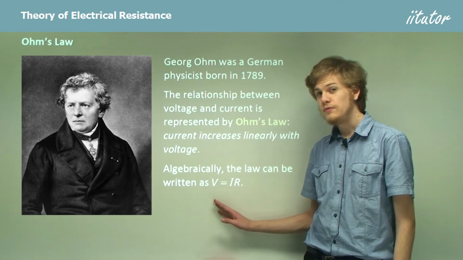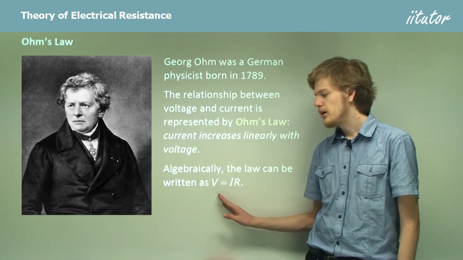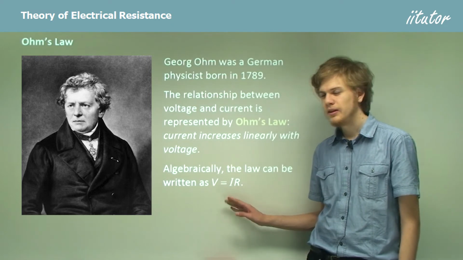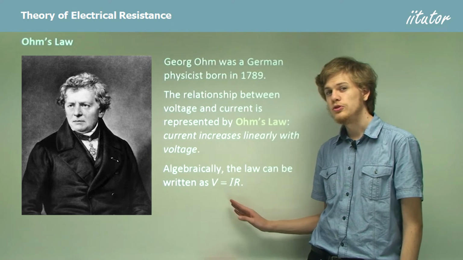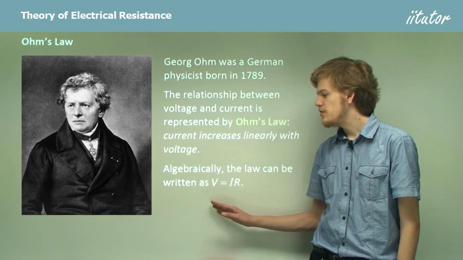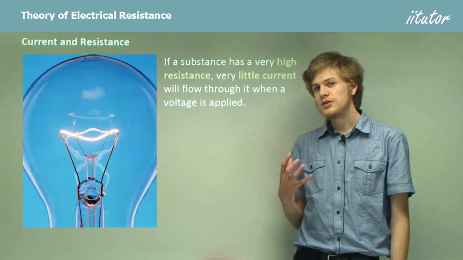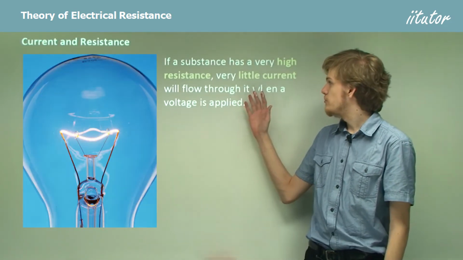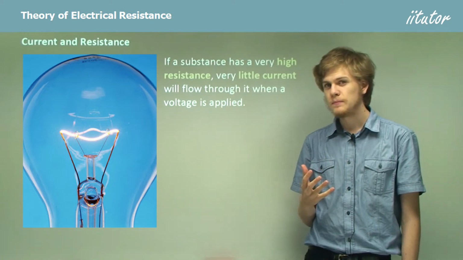Algebraically, the law is V, voltage, equals IR, current times resistance. So with a very high resistance, the same voltage will produce a lower current. And with a very low resistance, the same voltage will produce a high current. Now, if a substance has a very high resistance, very little current will flow through it, right? No matter how high the voltage is.